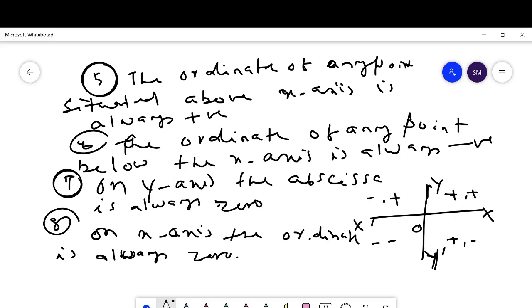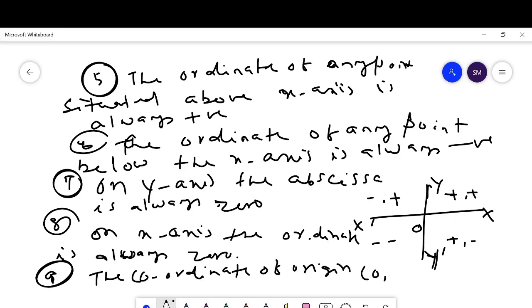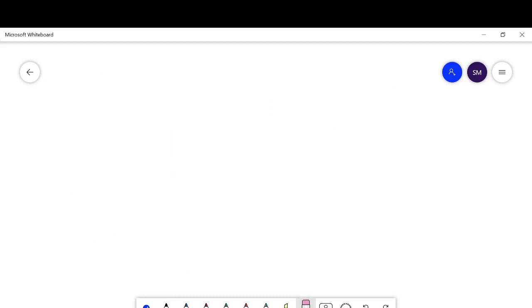Then the coordinates of the origin are 0, 0. Both the abscissa and the ordinate of the origin are 0. Okay. Then next, let us solve some examples.